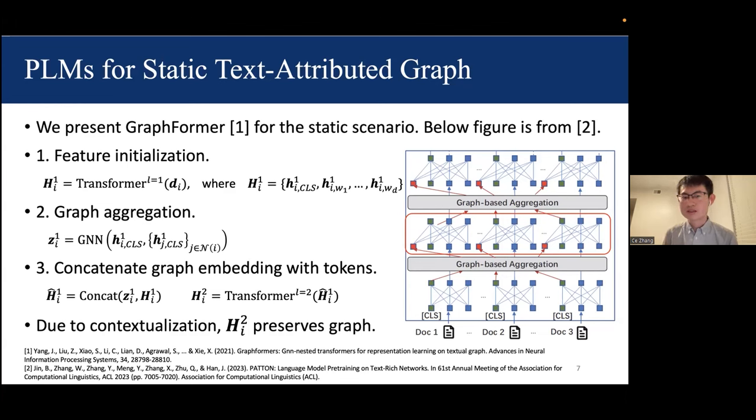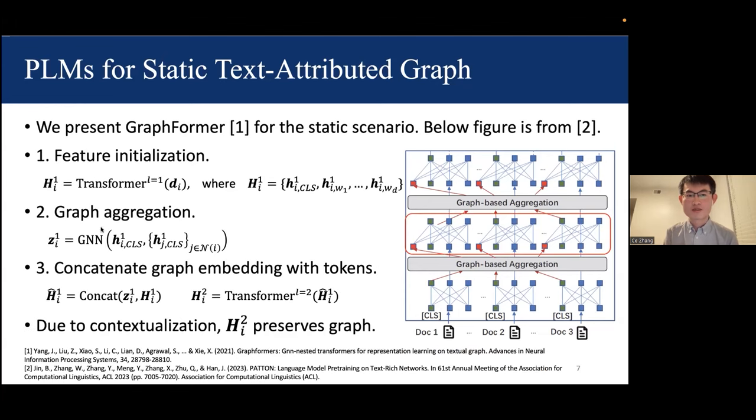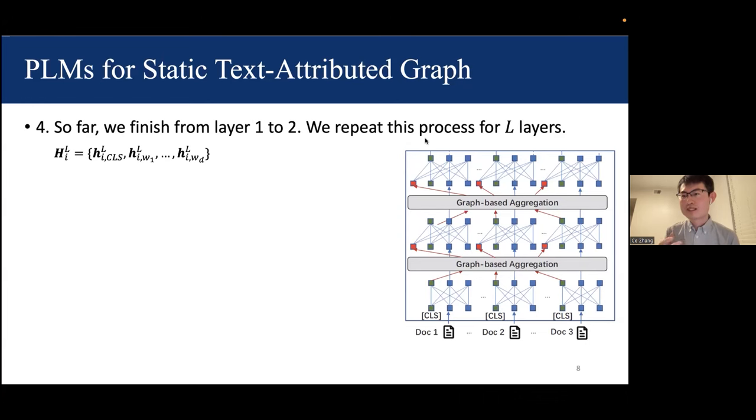Remember, transformer is a contextualized modeling. So after one layer transformer, the result, h2, should capture both text and graph. For now, we just finished from layer one to layer two, right? Just now, we have initialization, and then we have graph neural network, and then we have transformer. So each layer has one graph neural network and one layer transformer. So we repeat this process for maximum L layers, and then we can obtain the final embedding. So for each layer, we have graph neural network, transformer, graph neural network, transformer.